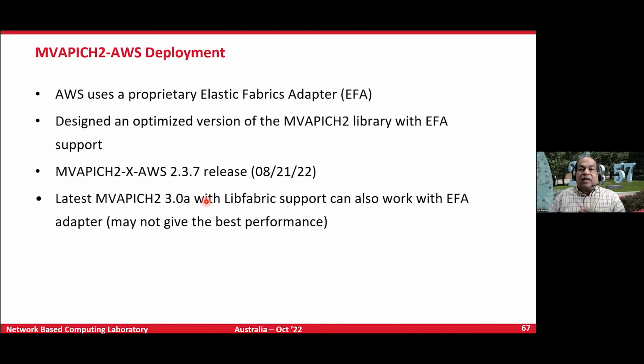On the AWS side it is a little bit different story because they don't use InfiniBand, but they use this Elastic Fabric Adapter. So what we have done is a very native design on top of the EFA adapter. We made a release in August. Again, we took the very latest 2.3.7 and moved to that library. We also have the MVAPICH 2.3 series with libfabric support that can also run, but it will not give you the best performance because it is going through the libfabric.